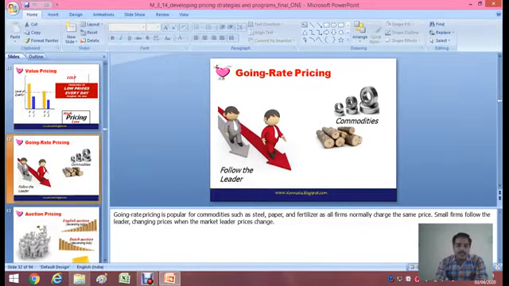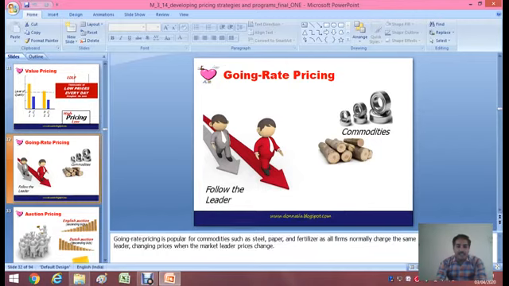For such products, as in our example of steel, paper and fertilizer, generally different branded products are available under these categories, but the prices charged by the different companies are almost the same. Small firms follow the leader. It means that if the leader increases the price, then the small firms increase the price, and vice versa is also true. So when the market leader changes the price, at the same time the followers, meaning the other small firms, change the price.